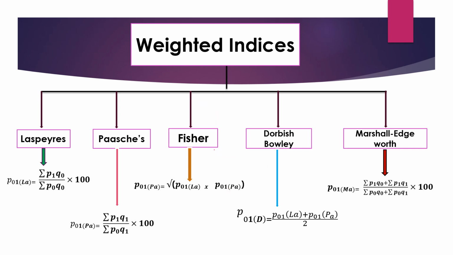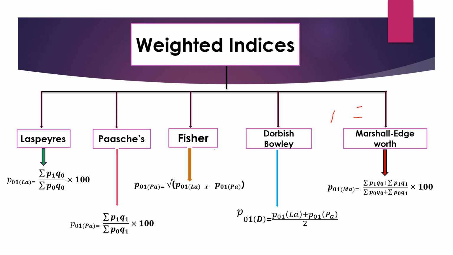Now we will see about Drobisch-Bowley price index number, which is equal to Laspeyres price index number plus Paasche's price index number divided by 2, which is the arithmetic mean of Laspeyres and Paasche's. Now let us consider two numbers, A and B. If we need to find out the arithmetic mean of these two numbers, therefore n is equal to 2. Then the arithmetic mean becomes the sum of the observations divided by the total number of observations, which is A plus B divided by 2. So the Drobisch-Bowley price index number is the arithmetic mean of Laspeyres and Paasche's.